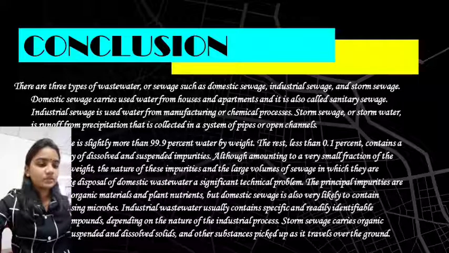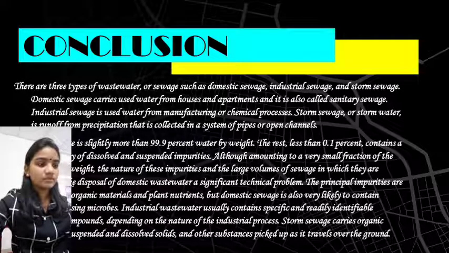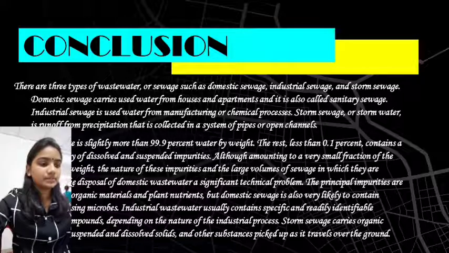Industrial wastewater usually contains specific and readily identifiable chemical compounds depending on the nature of the industrial process. Storm sewage carries organic materials, suspended and dissolved solids and other substances picked up as it travels over the ground.